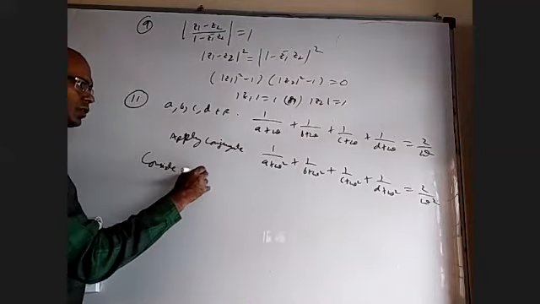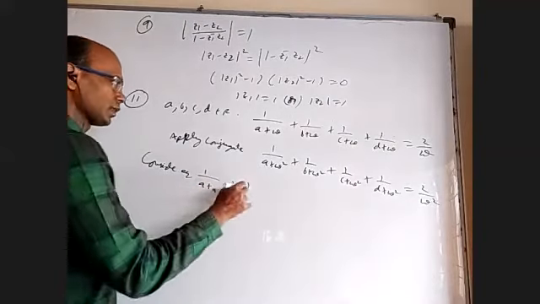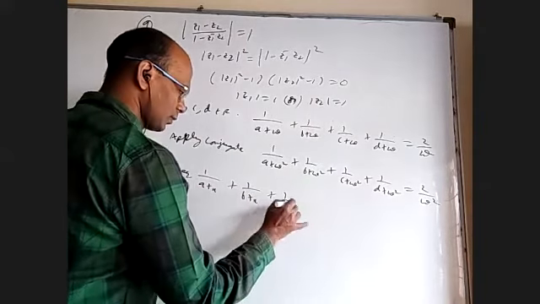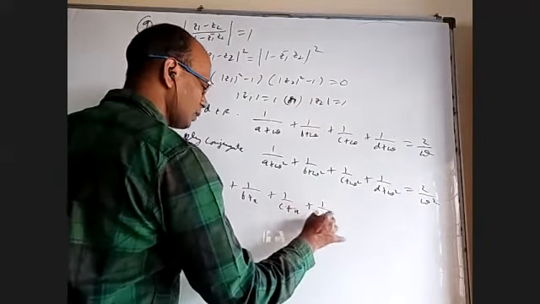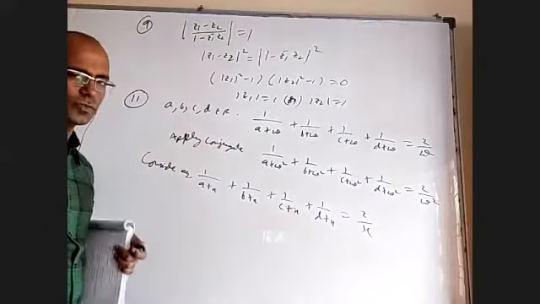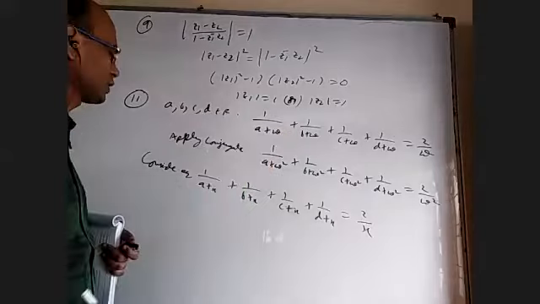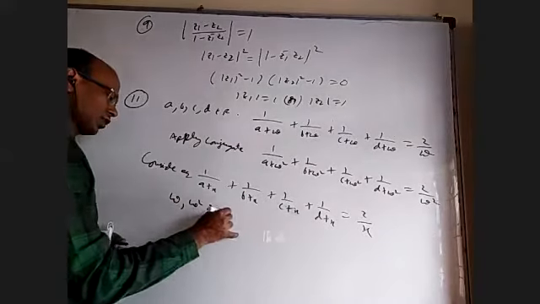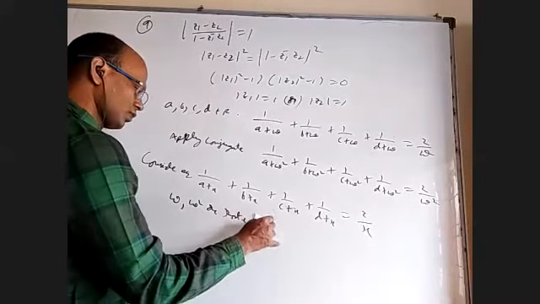Now, consider the equation 1 by (A plus x) plus 1 by (B plus x) plus 1 by (C plus x) plus 1 by (D plus x) is equal to 2 by x. When you do cross multiplication, it's a fourth degree equation. Omega and omega square are roots of this equation.